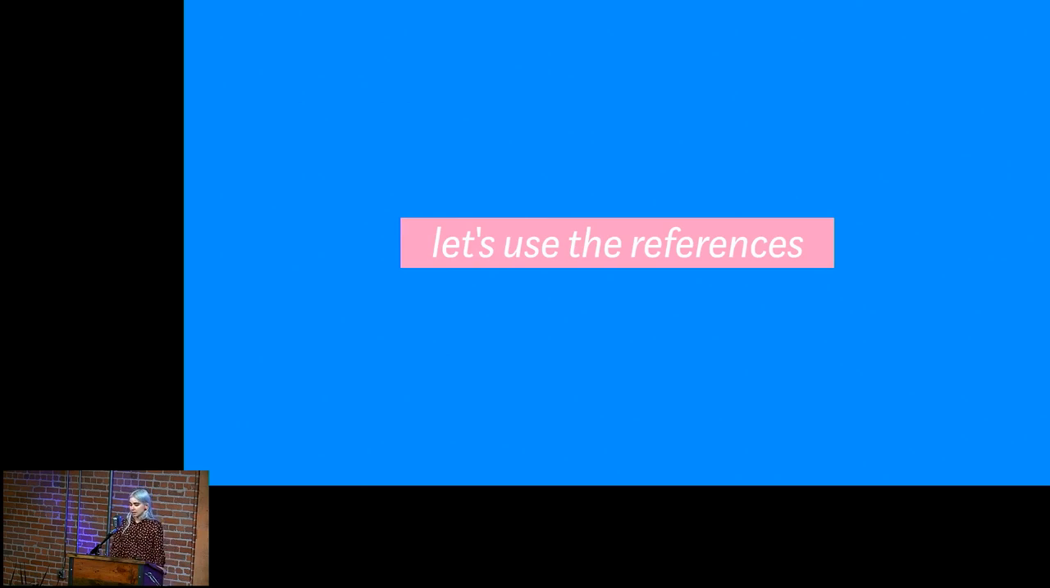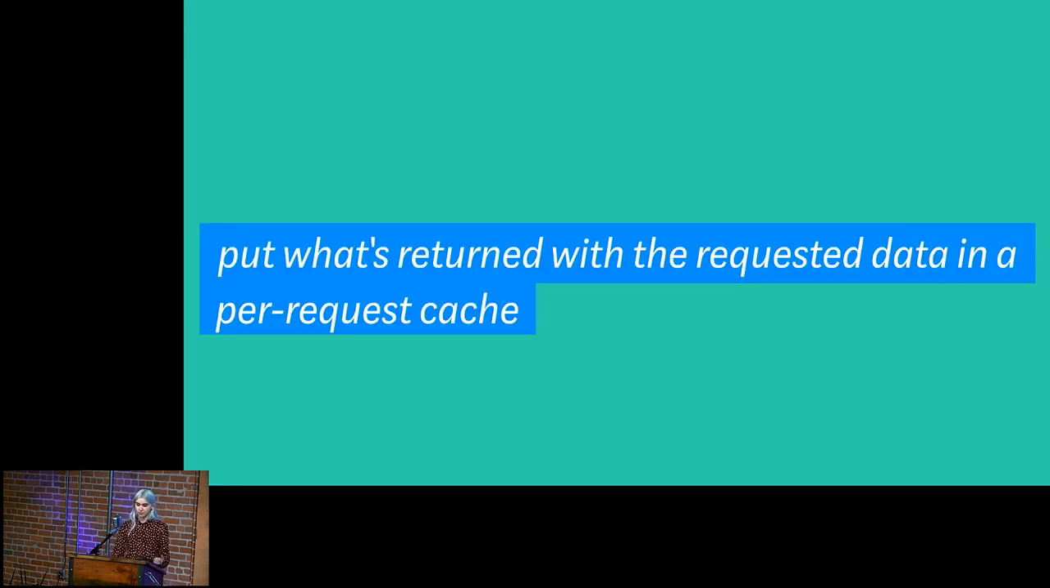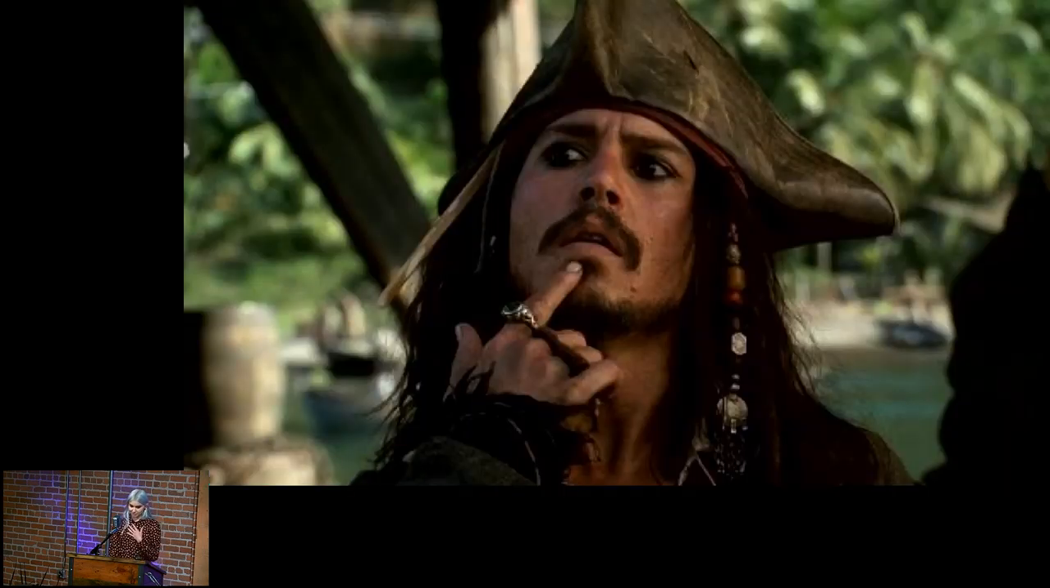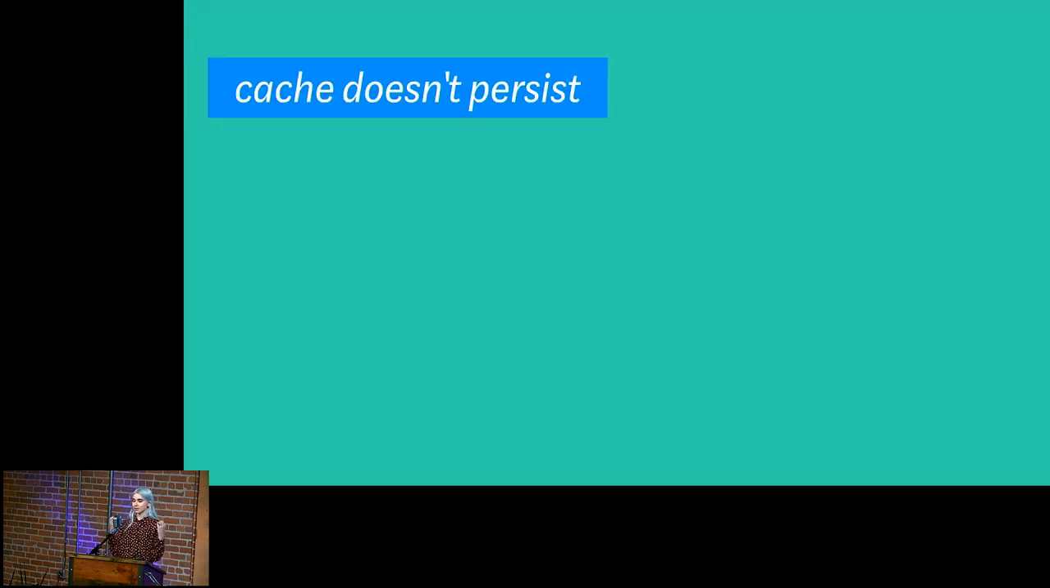So I heard talk of some caches. So something we can do is the pull request cache. I'm not going to go into a lot of detail here, but it's possible, and I'm excited because it sounds like more and more people in the GraphQL community are getting to the point where we're talking about caching. So a pull request cache. It kind of is self-explanatory, but basically you put what's returned with the requested data in a pull request cache. Yes. Let's hear more.